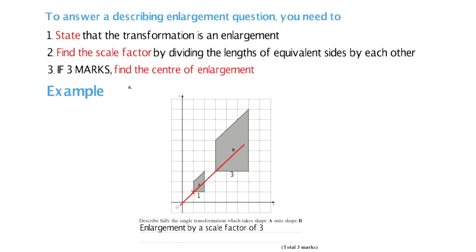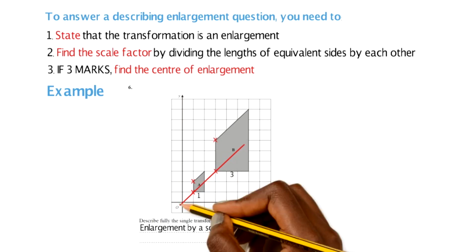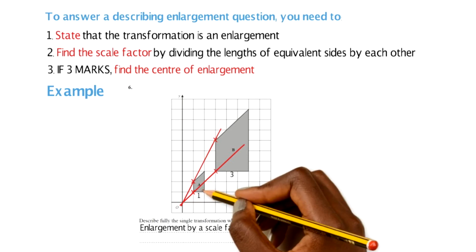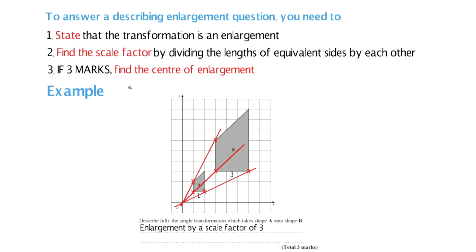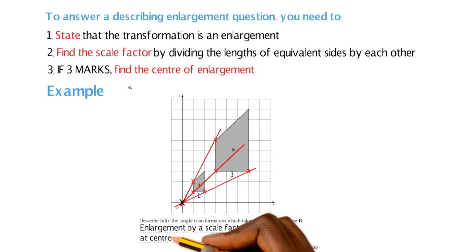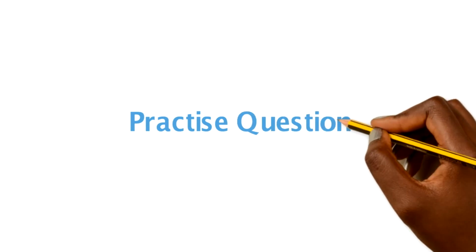Last but not least, I need to find that center of enlargement. So by drawing a line crossing 2 points that are the same together, I'm going to do that for all the points on those shapes. So draw a line crossing them together and draw a line crossing them together. And I can see that all those lines come together at the origin. So therefore, my center of enlargement is at the origin, so the center is 0, 0 coordinates wise. And that's pretty much it. So I think we're ready to go through some practice questions.